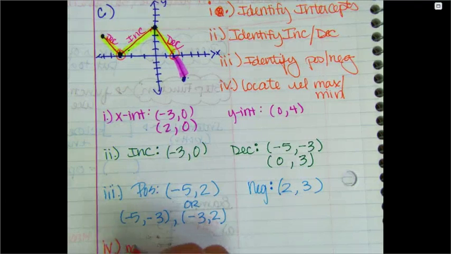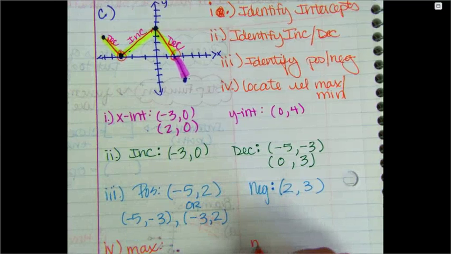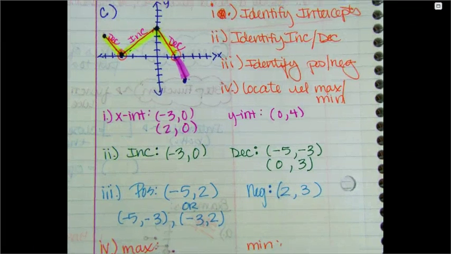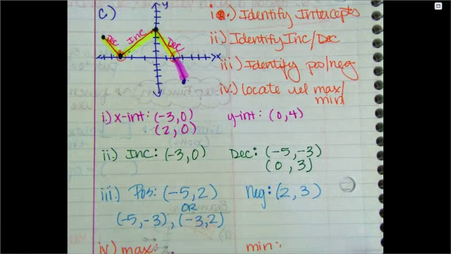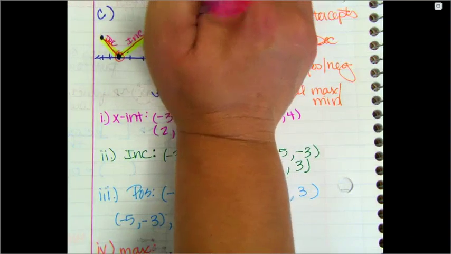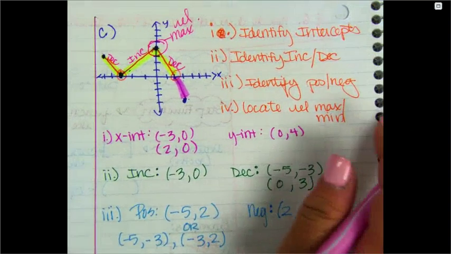Last one. Relative max and relative min. What does it mean to be a relative maximum? It appears to be the highest what? The highest point. What does it mean to be a relative minimum? The lowest. So when I'm looking, what appears to be the highest point? 0, 4. What appears to be the lowest point?